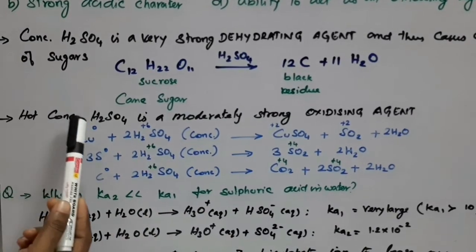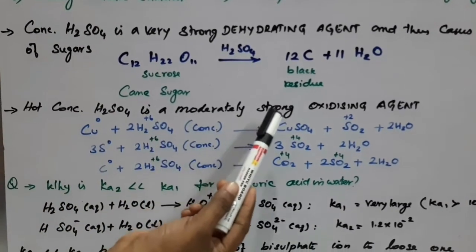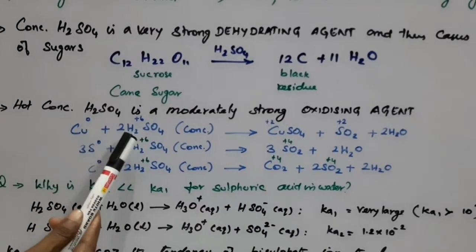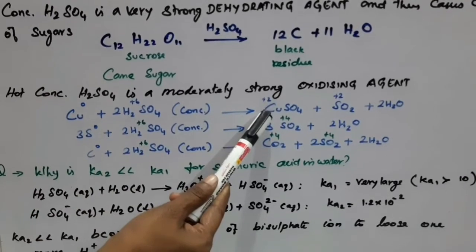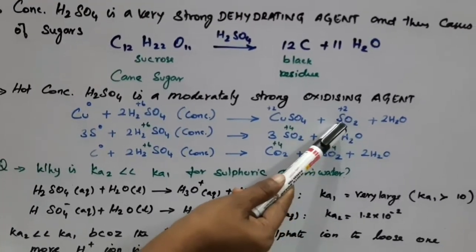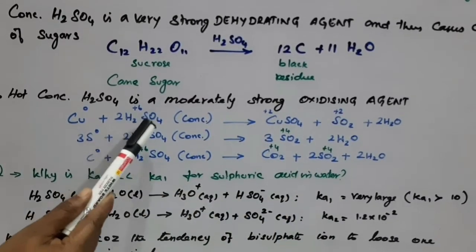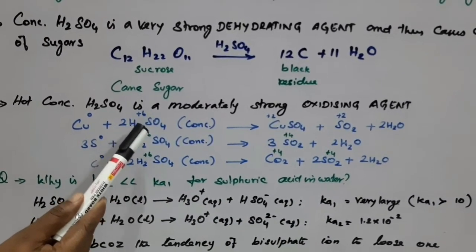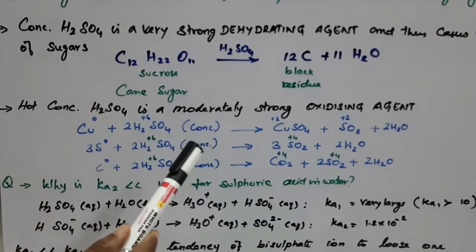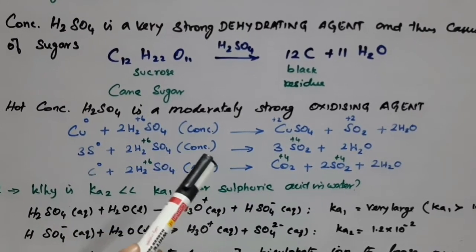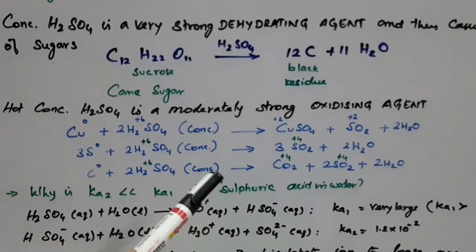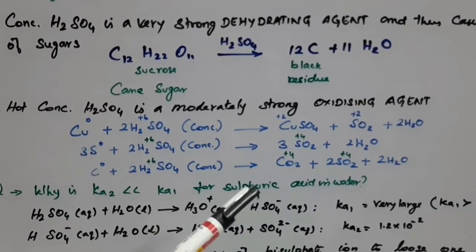Hot concentrated sulfuric acid is a strong oxidizing agent. Copper reacts with H2SO4 to form copper sulfate and sulfur dioxide. Here H2SO4 is a strong oxidizing agent, and the sulfur dioxide formed is the reduced product. Students, keep it in your mind: the substance that is oxidized is the reductant, the reducing agent, and the substance that is reduced is the oxidant, the oxidizing agent.